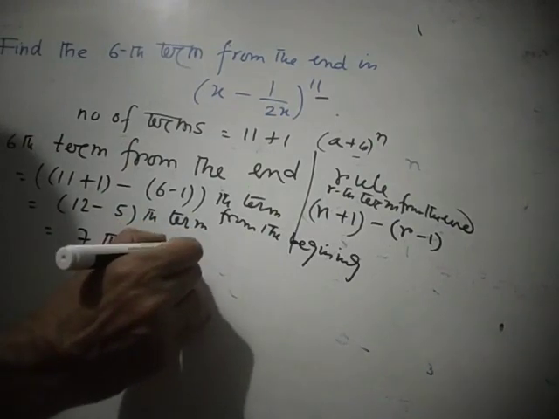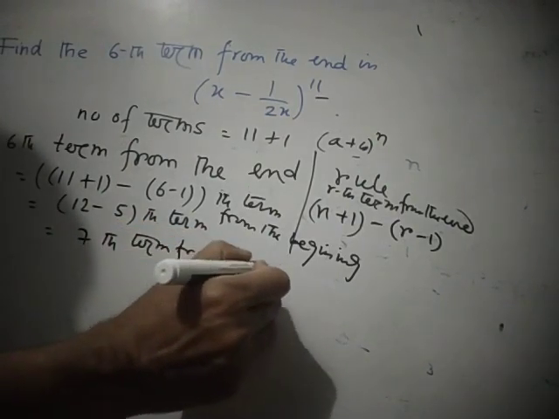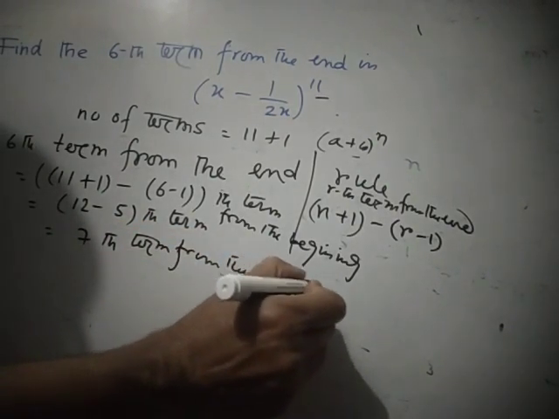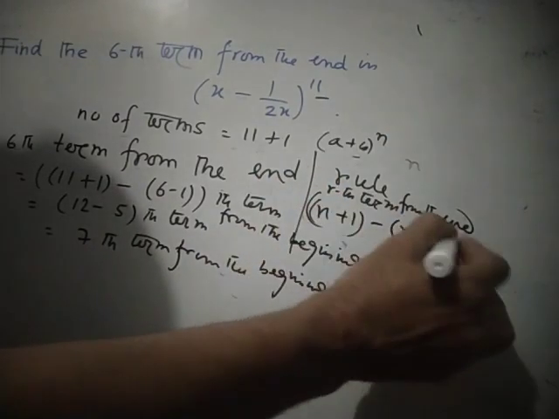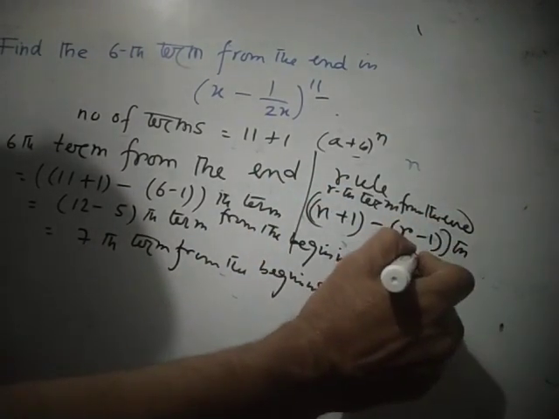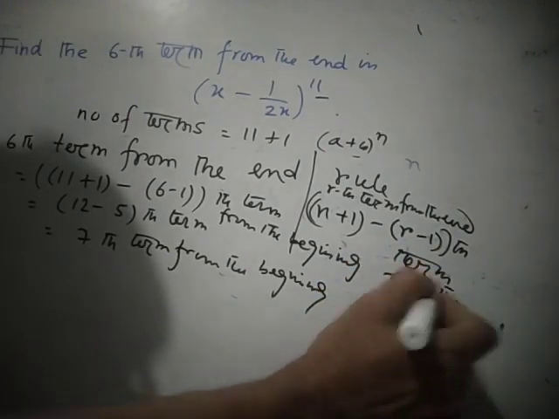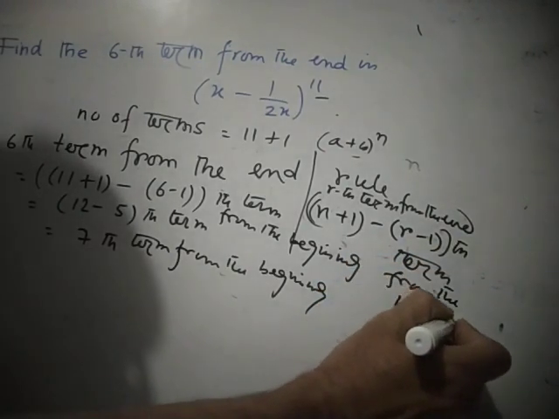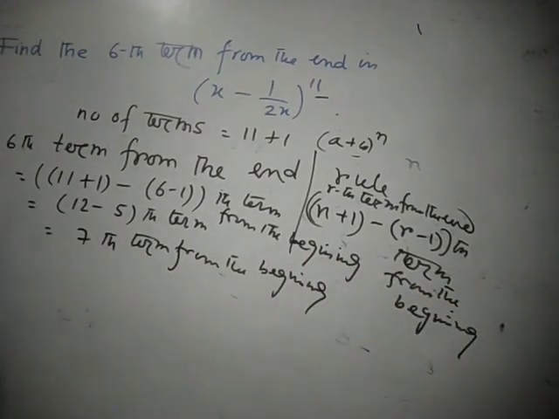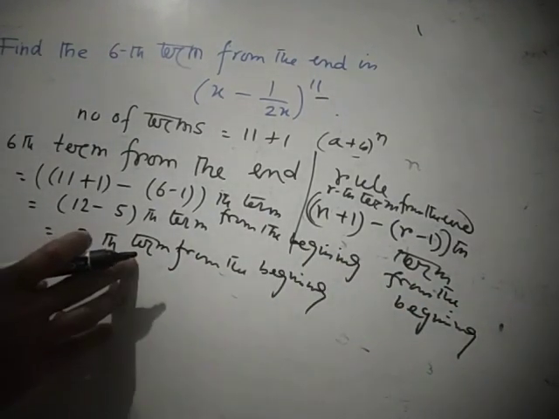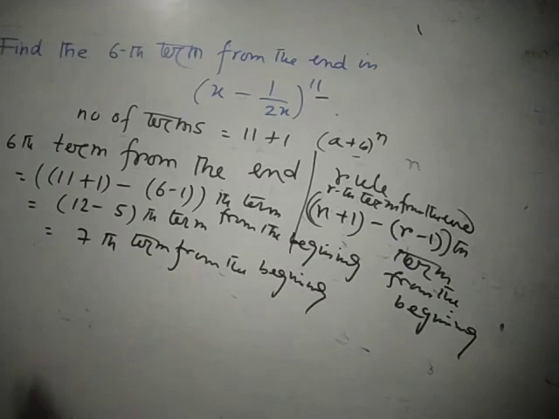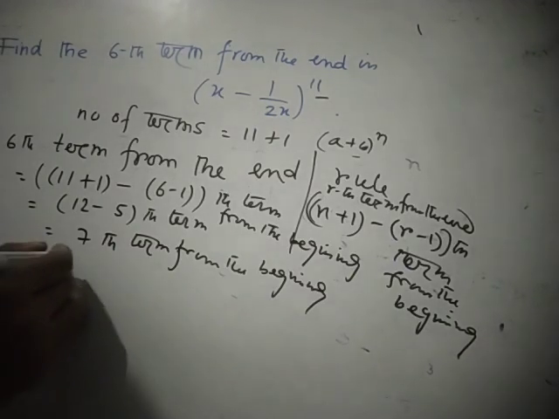7th term from the beginning. Now, the rule we have to remember: the (n plus 1 minus r)th term from the end in the expansion of (a plus b) to the power n is the r-th term from the beginning. Now we have to find the 7th term from the beginning, so seventh term means T7.